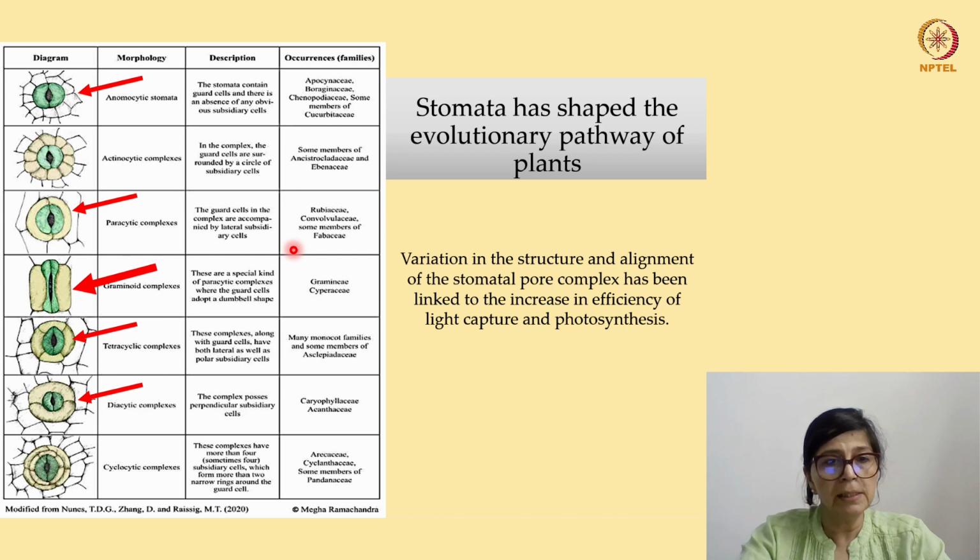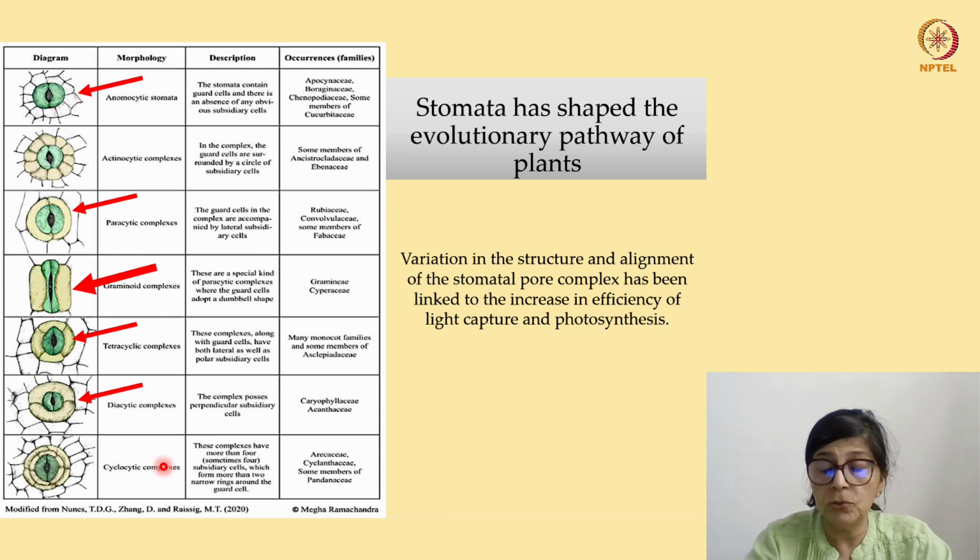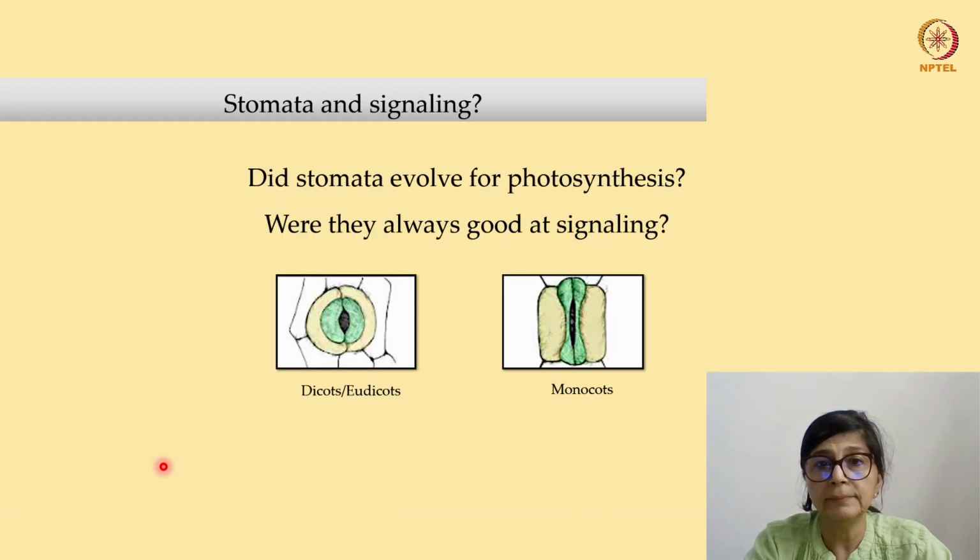In some of the families you also see many more subsidiary cells, even two layers of subsidiary cells, which have evolved. So having subsidiary cells, the shape of the guard cell and the whole stomatal complex has made it, over the evolutionary period, more and more efficient in performing their role. Now, what are those roles? Here is what I mean.